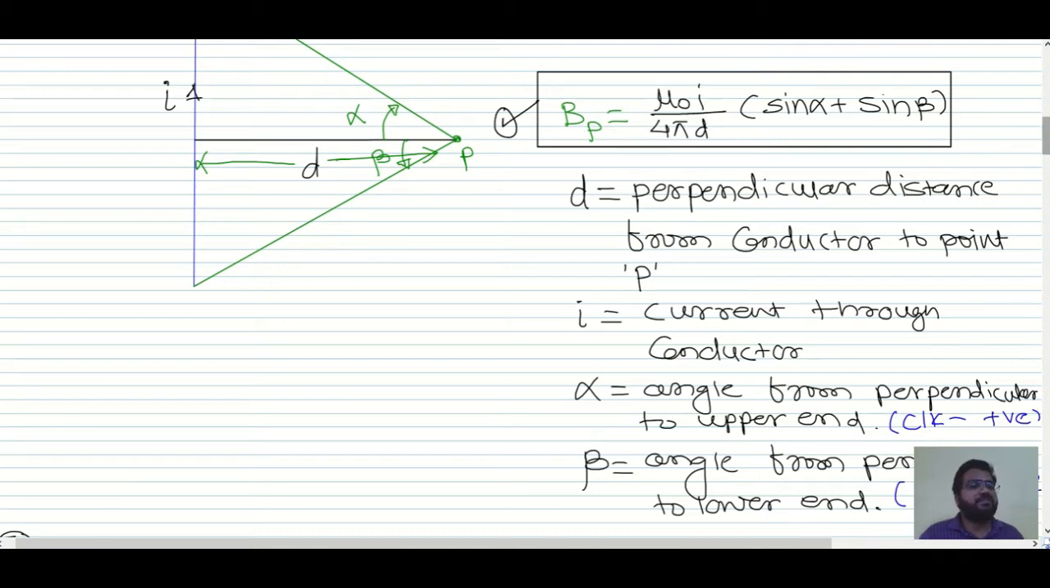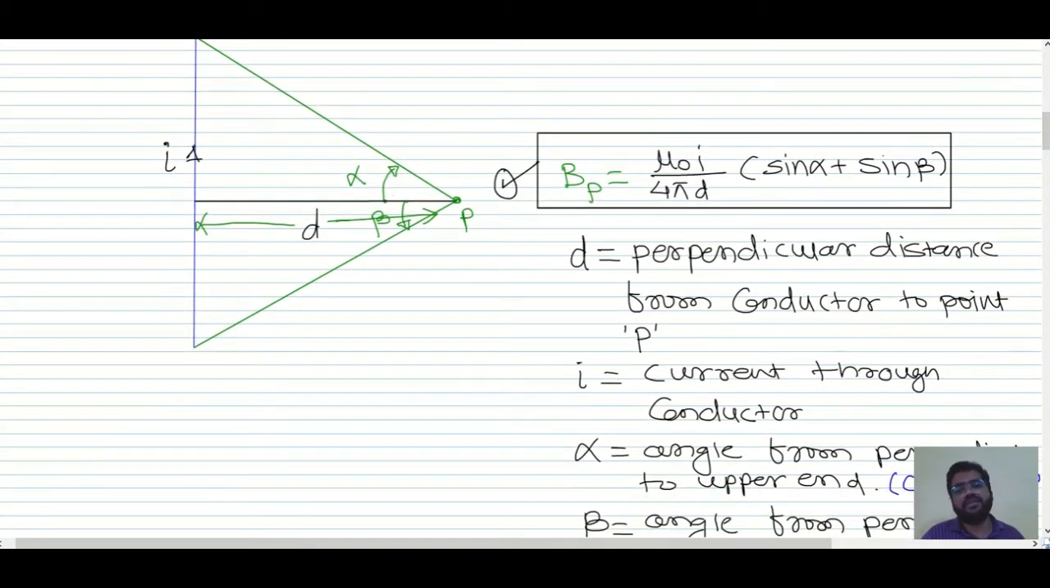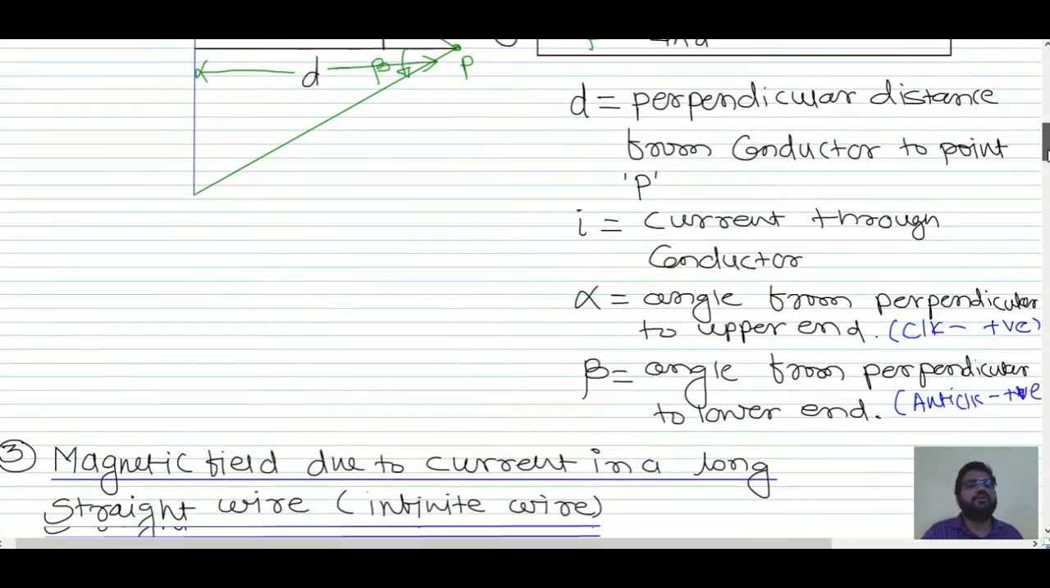And always remember, if you take alpha clockwise as you can see over here, you have to consider it as positive. If you take beta anti-clockwise, you have to take beta as positive. But other way around, it will be negative. Like alpha, if you take anti-clockwise, alpha is negative. Beta, if you take clockwise, beta is negative. So these terms you have to remember, and this formula mu naught I divided by 4 pi d.